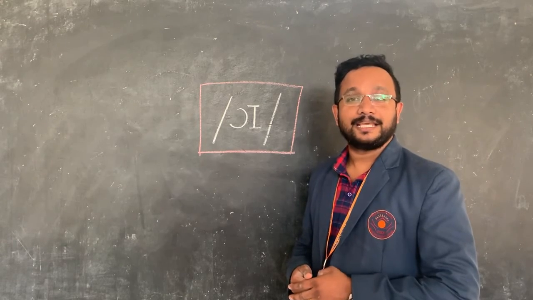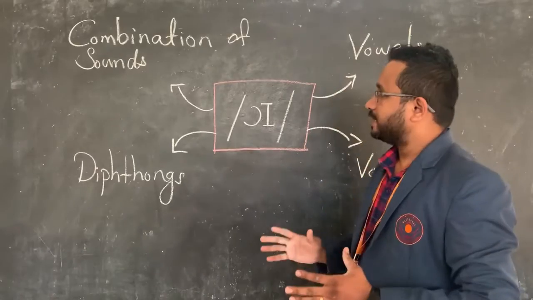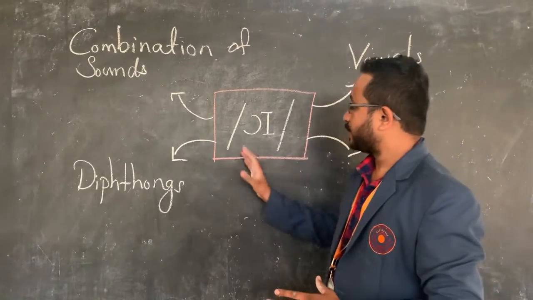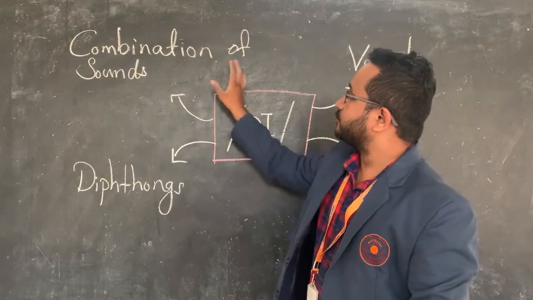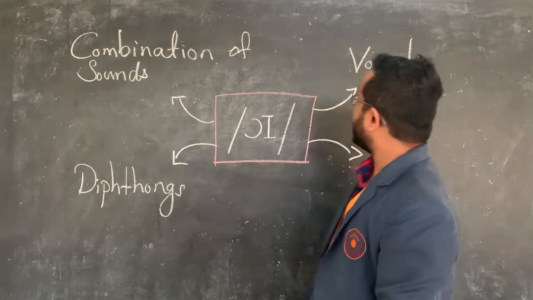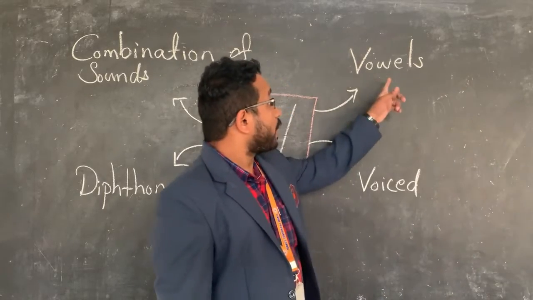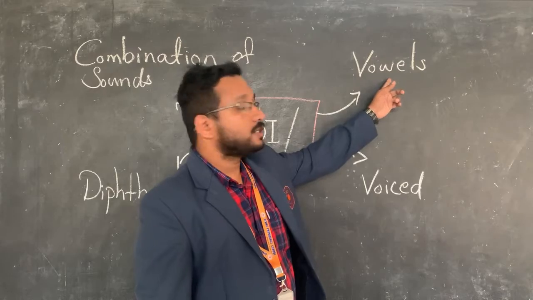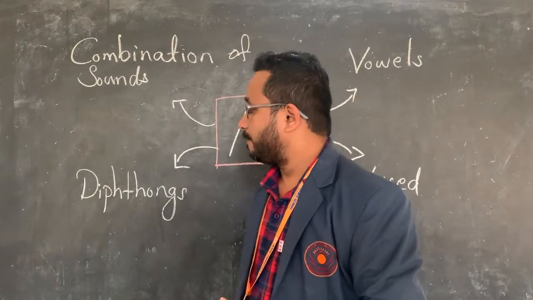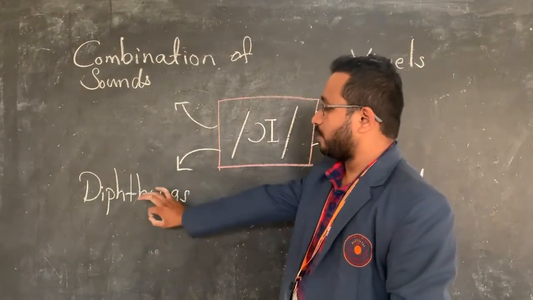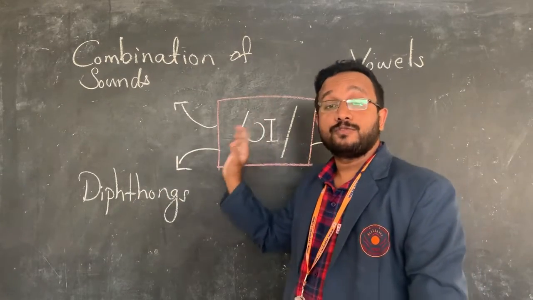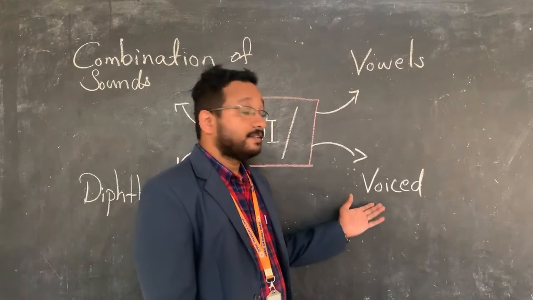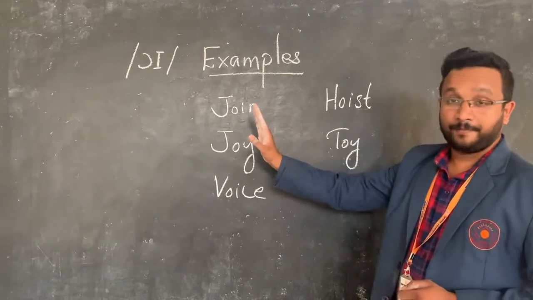Now, let's see the mind map of the lesson. Dear students, the mind map of the lesson goes like this. Oi is a combination of vowel sounds, okay? So they are from the family of vowels. Now, they are diphthongs. The combination of vowel sounds are called diphthongs, and they are voiced, oi.